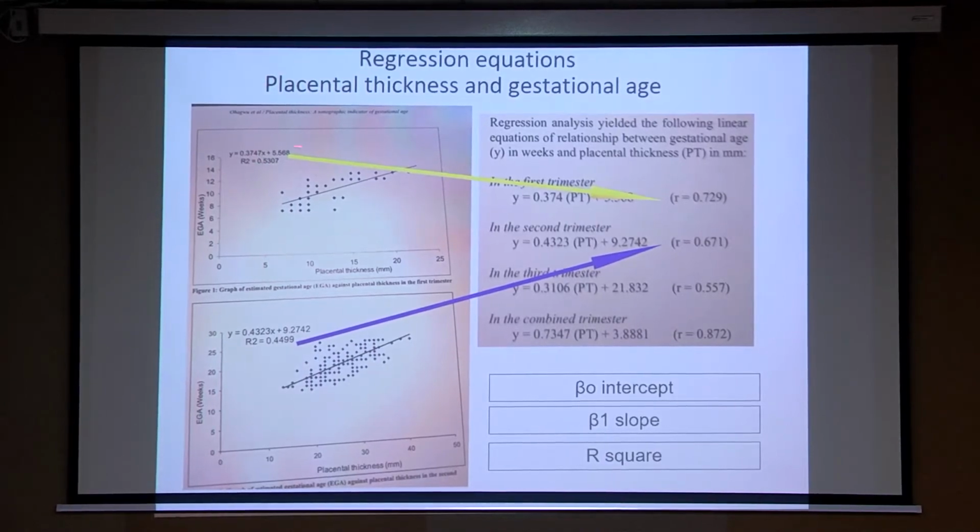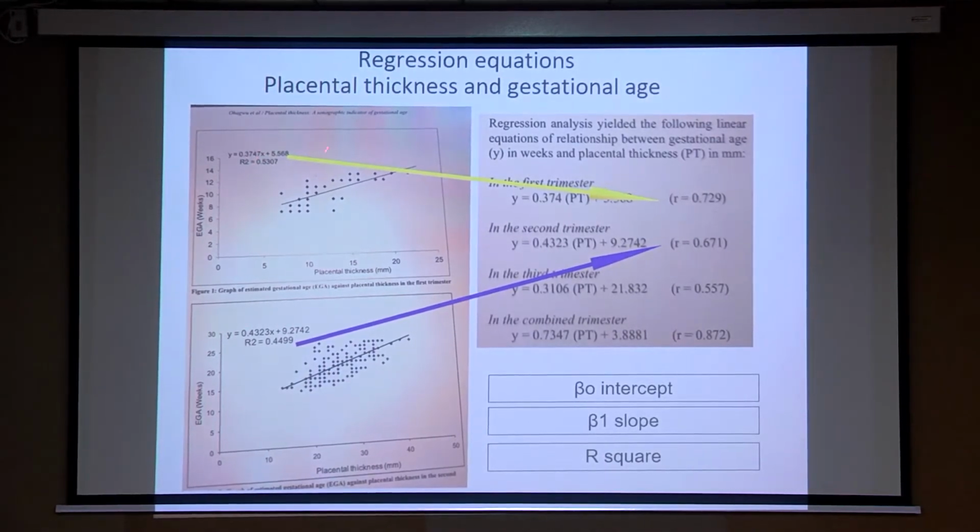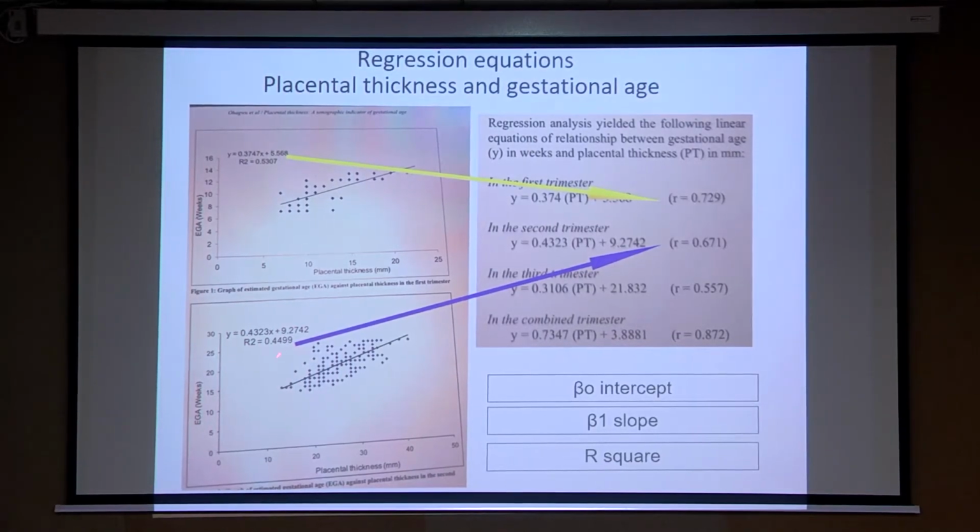So this r square, what does it mean? Only 53% of the deviation is explained by the regression equation. Look at here, r square is 0.44. Only 44% is explained by the regression equation.